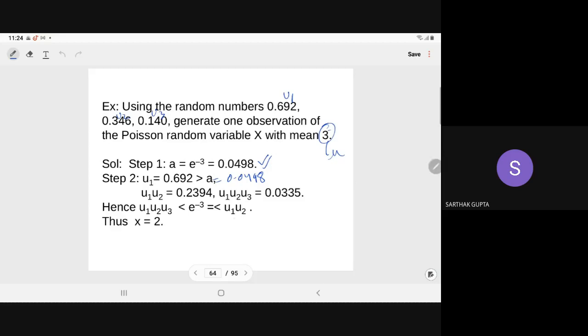What are these values? This value is 0.0498, this value is 0.0335, and this value is 0.2394. So this will give you x is equal to 2. In this way we can generate the Poisson variate.